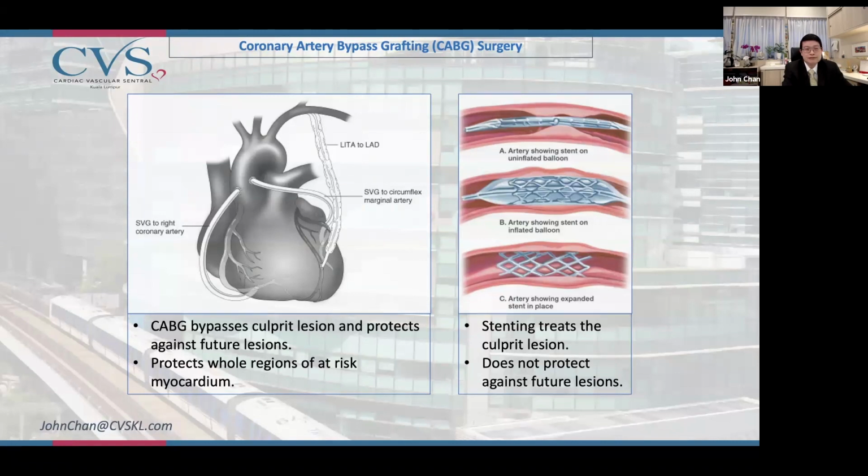Because even if another part of this artery gets narrowed or blocked, it doesn't matter, because that whole area has been bypassed. So that is an important difference between stenting and bypass surgery. And it is also the reason why bypass surgery is better if there is extensive coronary disease. But if there's limited coronary artery disease in one or two places only, then coronary stenting is by far the better treatment option.